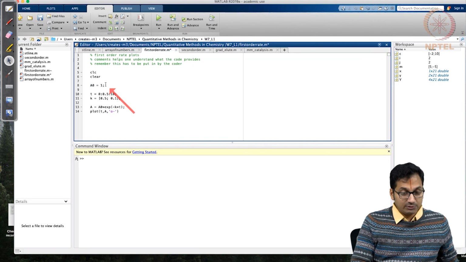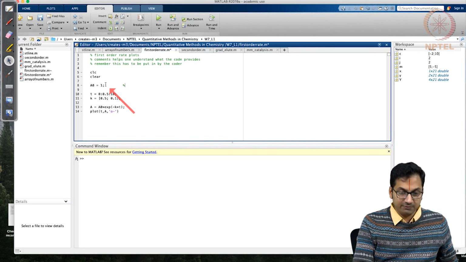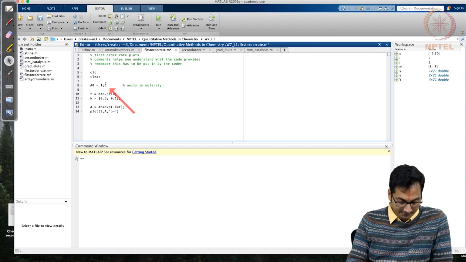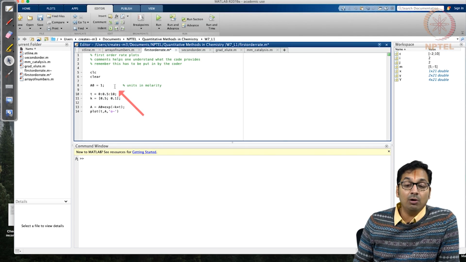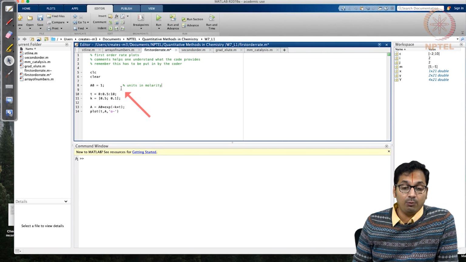It is once again a good idea to give comments. So, we can say units in molar, so molarity. This is because, remember, whenever you are plotting concentration as a function of time, you would like to know what concentration unit exists on the y axis.